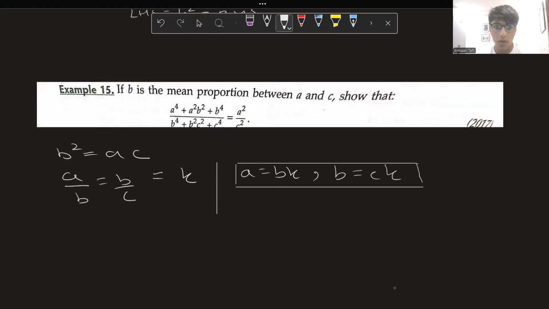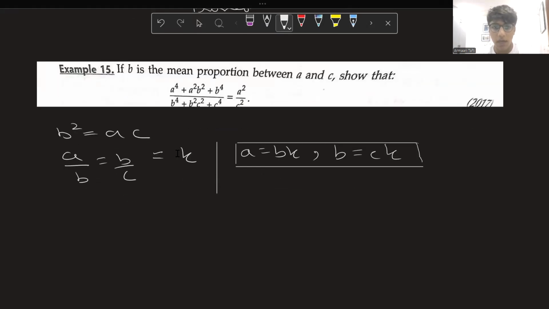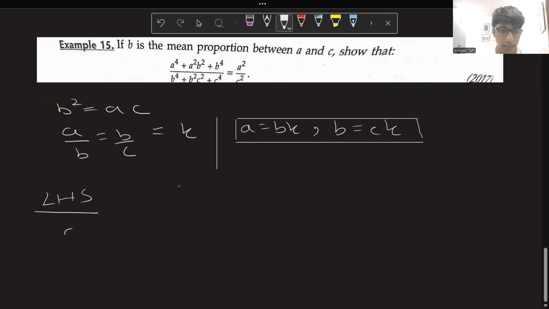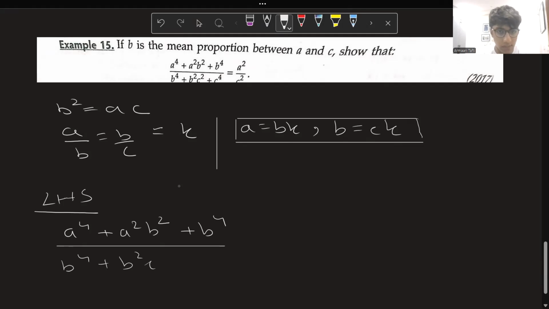Now we have to prove something. So let's write the LHS first. So what have we been told? LHS is A4 plus A square B square plus B4 divided by B4 plus B square C square plus C4 is equal to A square upon C square. Oh, wait, we're only looking at the LHS for now, so you can ignore this bit.